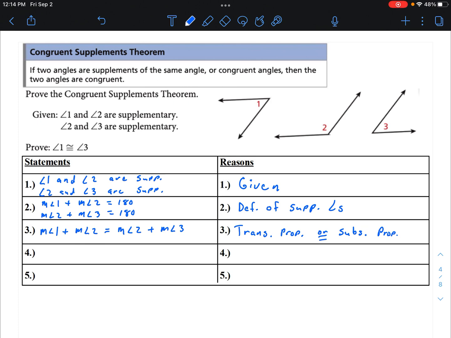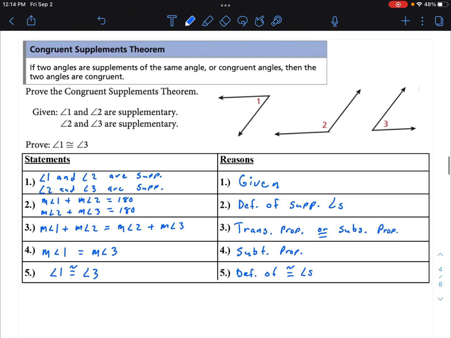Next thing, again, I'm trying to get 1 is congruent to 3. Well, if we subtract the measure of angle 2 on both sides, we will end up with the measure of angle 1 equals the measure of angle 3. So that would have been through the subtraction property. We subtract equally on both sides. And of course, if they're equal, they're congruent, which is what we're trying to prove. So that's going to go last. And that is because that is the definition, again, of congruent angles in this case. Definition of congruent angles is that they're equal. We already said they're equal, so they're congruent.